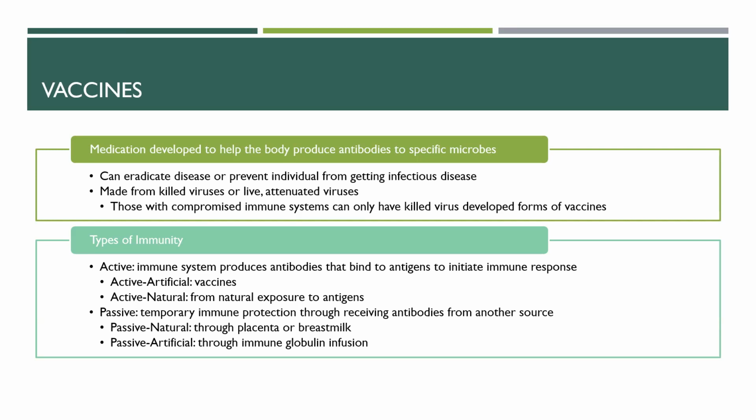So active immunity is when the immune system produces antibodies that bind to antigens to initiate an immune response. Active artificial would be through vaccines, whereas active natural is from natural exposure to the antigens outside of the vaccine.